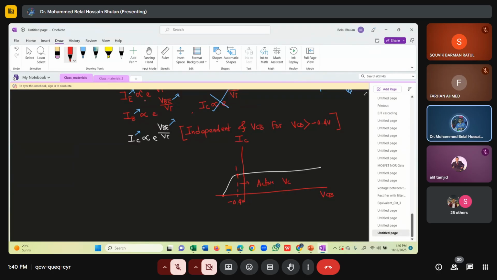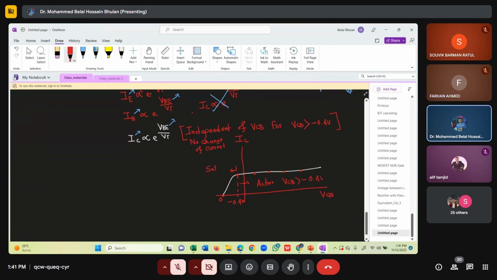Why? Because VCB is greater than minus 0.4 volt and the current doesn't change. Does the current change? The current doesn't change. When the changing occurs, it's independent. So independent, no change of current. Okay, it is our saturation region. From 0 up to minus 0.4, saturation region. So what does that mean? We can find the current is independent.